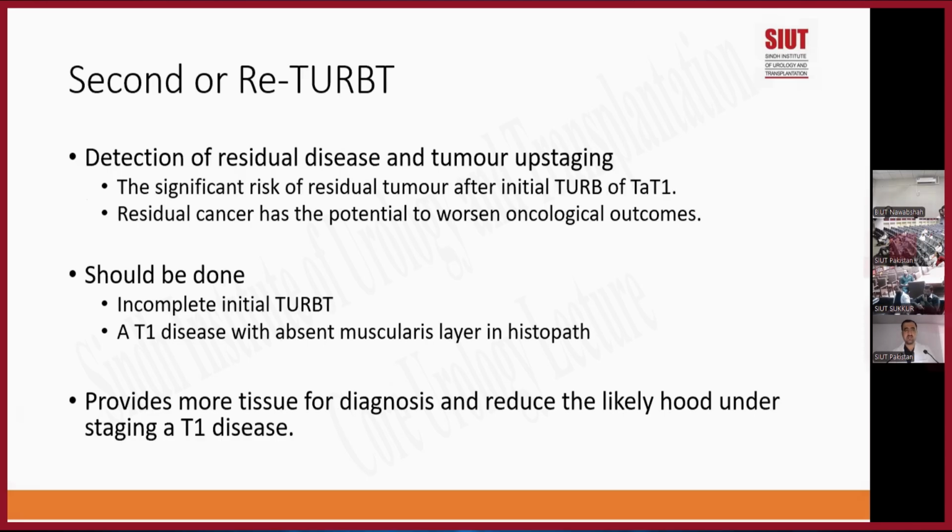Second, re-TURBT is done for the detection of residual disease and tumor upstaging. There is a significant risk of residual tumor after initial TURBT of Ta and T1 tumors. Residual cancer has the potential to worsen oncological outcome. It is to be done for incomplete initial TURBT, and for T1 disease with absent muscularis layer in the histopathology. Second TURBT provides more tissue for the diagnosis and reduces the likelihood of understaging of T1 disease.